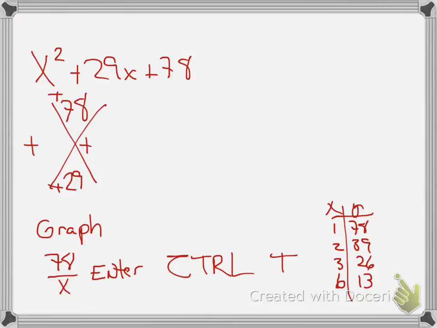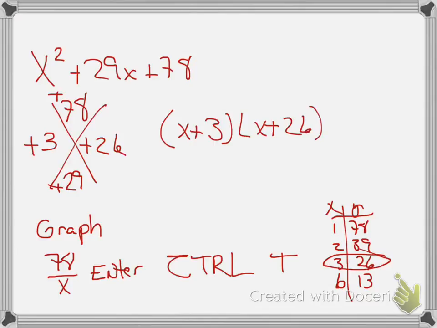Okay, and then we're looking again that these should add, because plus and plus, they should add. So 3 plus 26 gives me 29, and that would be in the parentheses. And it's as simple as that for factoring.